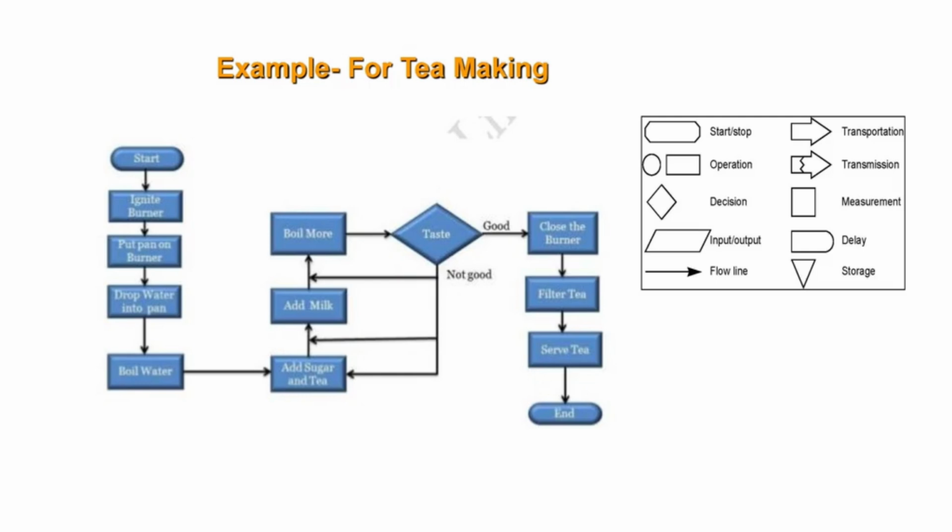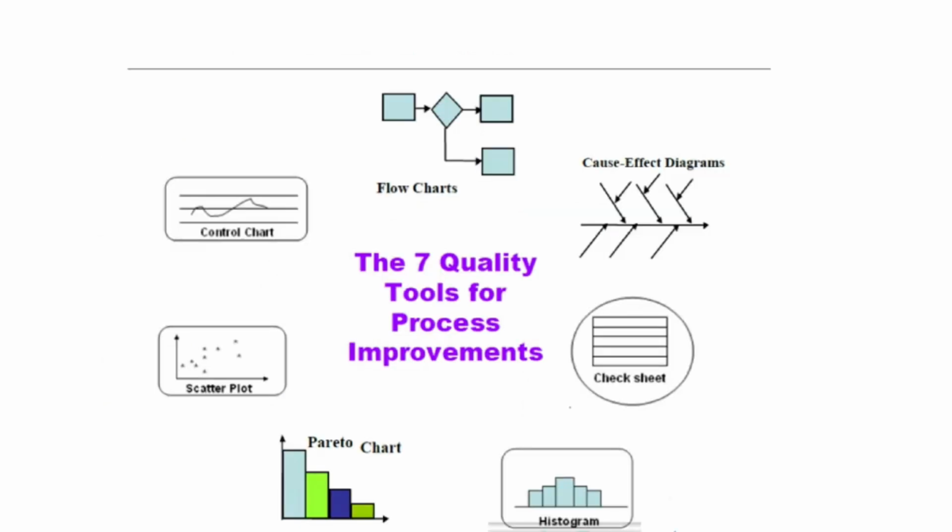This is simple actually. The start-up, there is an operation as a square, decision as a diamond, input as an arrow, next process, transportation. These symbols are used, for example, in tea making. What is tea making? What is the process? Graphically it will represent it. So that is a mixing process, all the milk, everything is there.